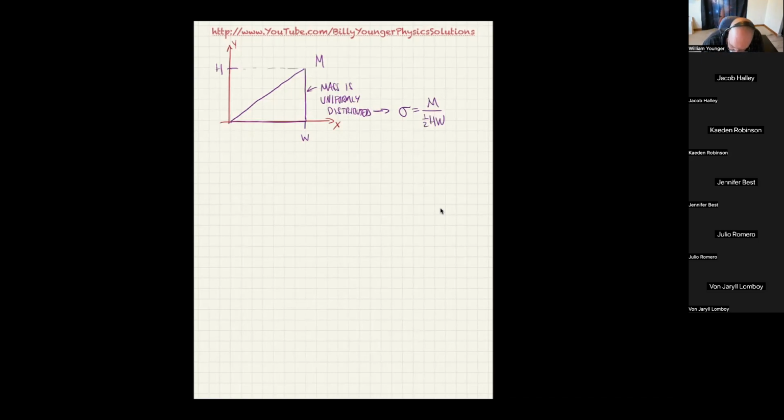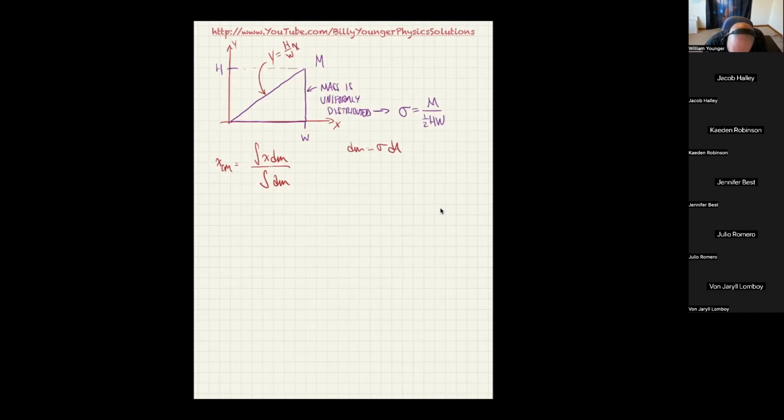Now, for ease, you can realize that the equation for this line is y equals, notice the rise was h and the run was w, so it's going to be h over w times x, and the intercept is just 0. What I want to calculate is x center of mass, which equals the integral of x dm over the integral of dm, and dm is going to be sigma dA.